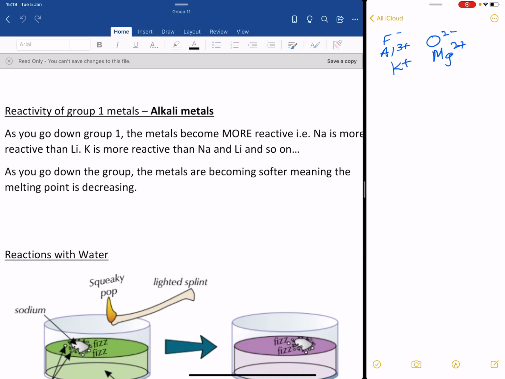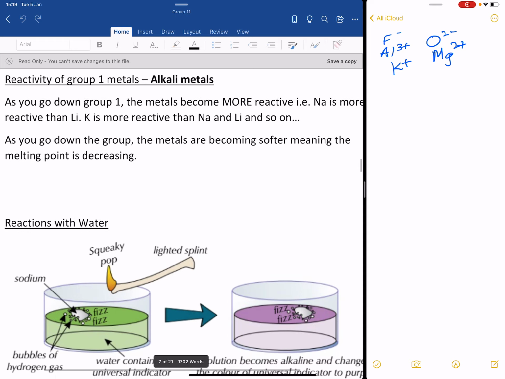If it requires not much energy to lose the outer electron for a metal, then that metal is a highly reactive metal. If you have a non-metal and it requires very little energy, or quite easily attracts an electron, then it is something like fluorine, then it is a highly reactive non-metal.